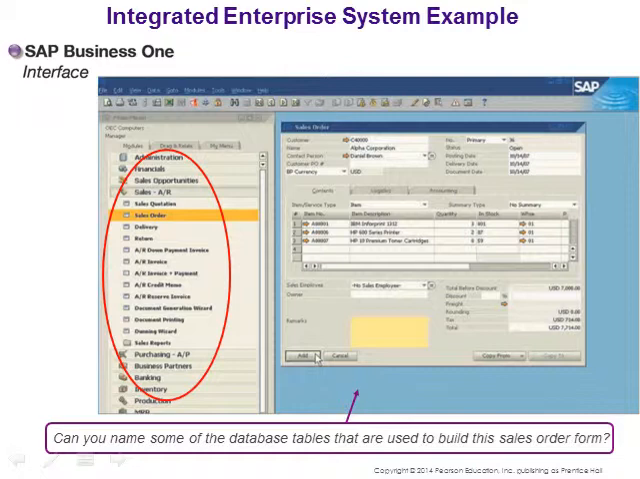So this is the navigational screen for SAP if we're looking at the sales order processing. Down the left, we see the navigation, right? And on the right, we see really what amounts to a form that we use to enter data, right? And so when you look at this, based on prior discussions, you might be able to think about some of the tables that are used in order to build this sales order form.